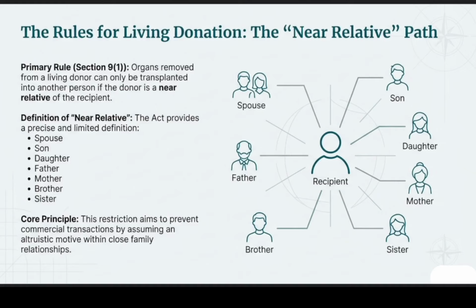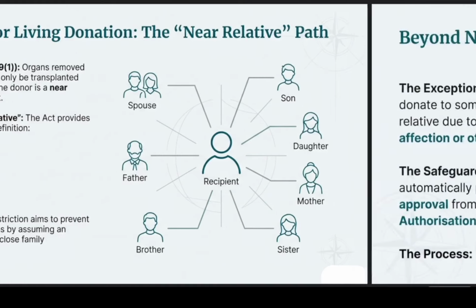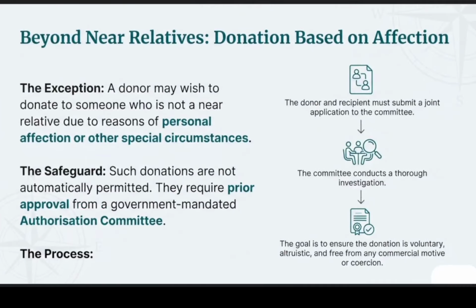Apart from that, we have something called beyond near relatives. That's a donation based on affection. Over here, a donor may wish to donate to someone who is not a near relative, probably because of personal affection or some other special circumstances. At that time it can be permitted.